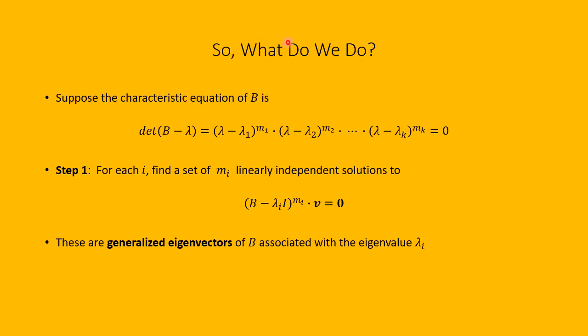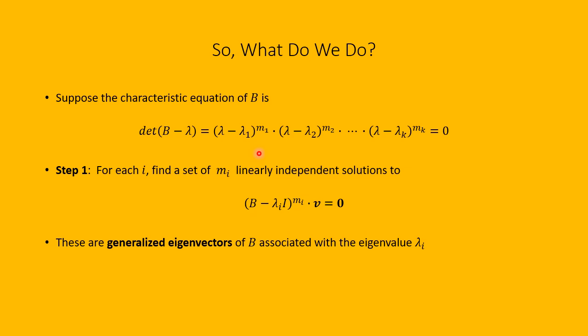So, what do we do? Let's suppose that the characteristic equation of B in factored form is the following. The determinant of B minus lambda I, which many people just write B minus lambda, is lambda minus an eigenvalue lambda 1 raised to the m1 power times a factor lambda minus lambda 2 raised to the m2 power, all the way through lambda minus lambda sub k to the m sub k power, equals 0. How do we handle it?